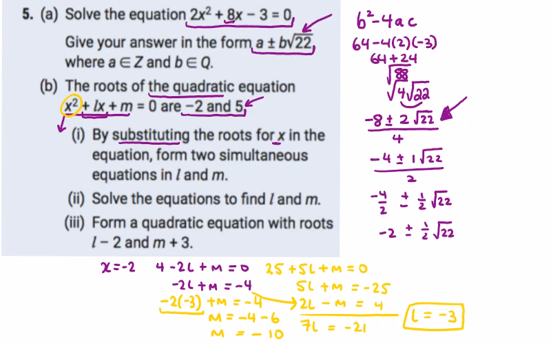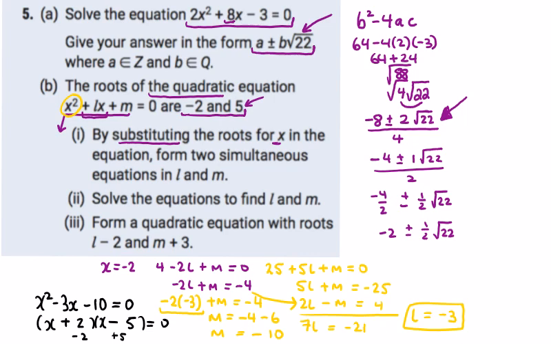So the quadratic equation would be x squared, L is minus 3, so minus 3x, M is minus 10, minus 10 equals 0. And if we factorize that, we get x, 5 2's are 10. We want minus 5x plus 2x, and you can see the roots will be plus 5 and minus 2.